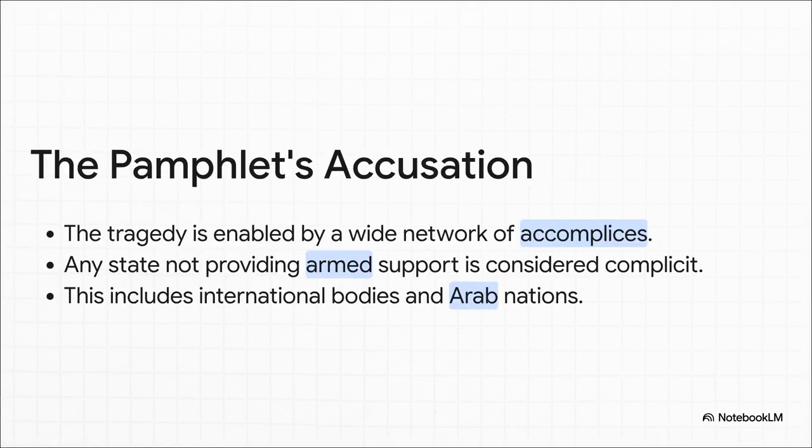And this is where the main accusation really widens. The source argues this isn't just a simple, two-sided fight. No, it claims there's this huge network of accomplices. And according to its logic, any state that isn't providing actual armed support is considered part of the problem, complicit. And that net is cast really wide, to include international bodies and, maybe most surprisingly, other Arab nations.